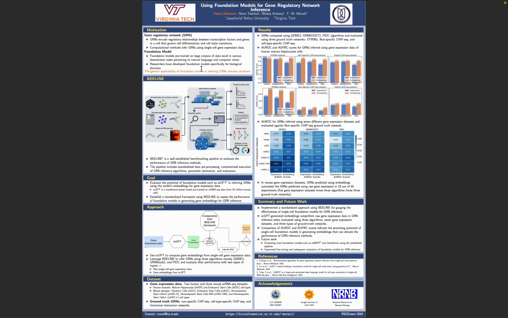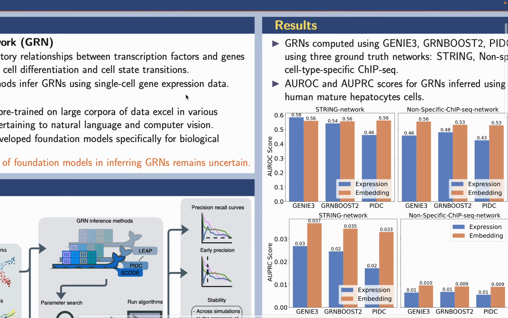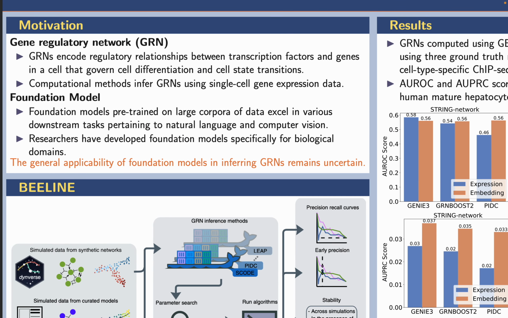Today I will be talking about the topic using foundation model for gene regulatory network inference. To start off, gene regulatory networks or GRNs control the regulatory interactions between transcription factors and genes that drive cell differentiation and state transitions. Accurate GRN inference is crucial for understanding cellular functions. State-of-the-art computational methods use single-cell gene expression data for this purpose.